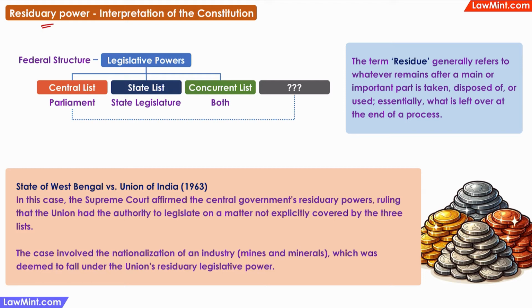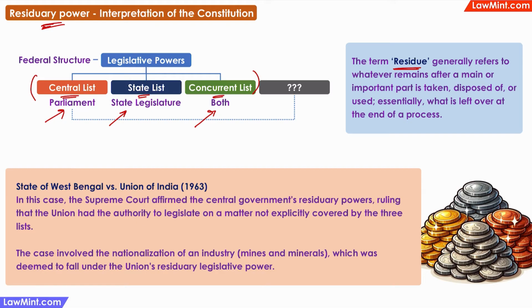The term residue means something that is left over or remains after the main or the important part has been used up or taken away. For example, when you burn wood, the ashes are the residue. The concept of residuary power is again connected to the 7th schedule of the Constitution, which has the three lists of subjects. The central list has subjects on which the Parliament can make laws, the state list has subjects on which the state legislature can make laws, and the concurrent list has subjects on which both can make laws.